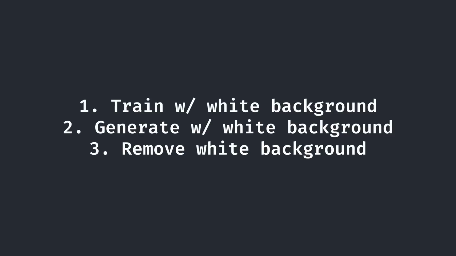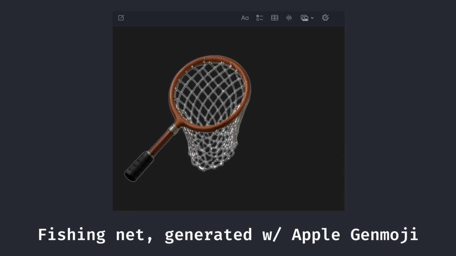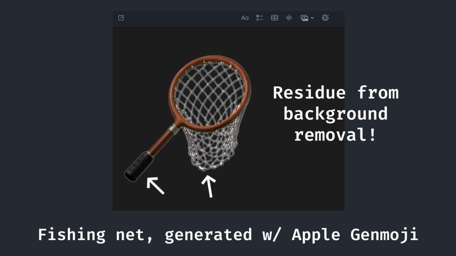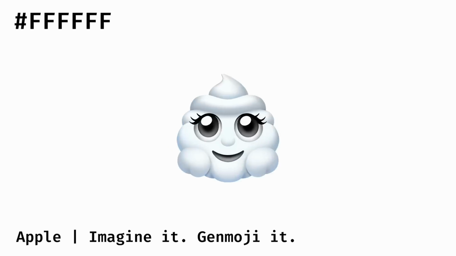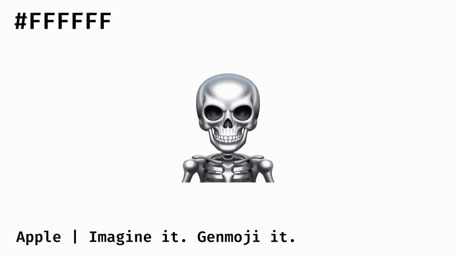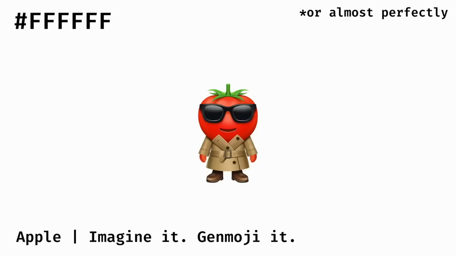And this method is actually quite fitting, since it's exactly what Apple Genmoji does. How do I know? If you look closely at Apple Genmoji on a dark background, it's clear that there's a white border around the emoji itself. That's the residue from the final background removal step. Fun fact, that's why in nearly all of Apple Genmoji's marketing videos, they choose to use a perfectly white background.